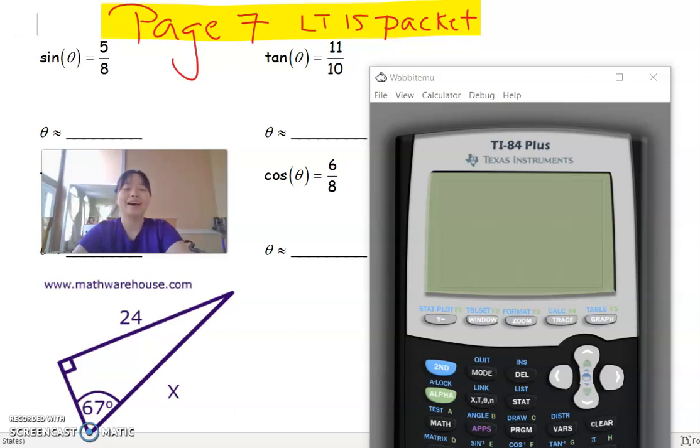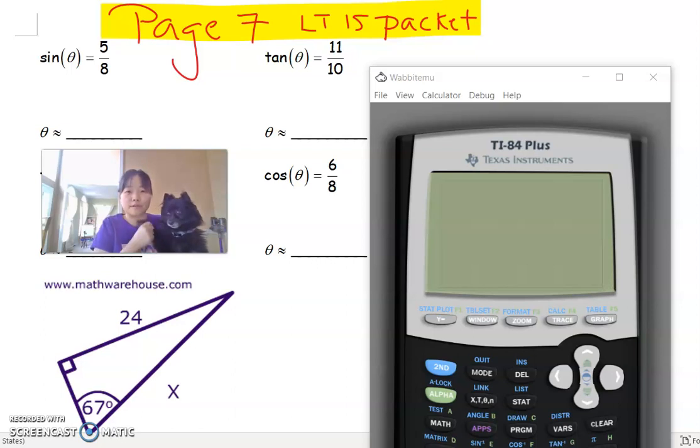Ready? Okay, so this is page 7. We didn't do this when we were at school, so let me go through page 7. I'm going to try to make it one take.